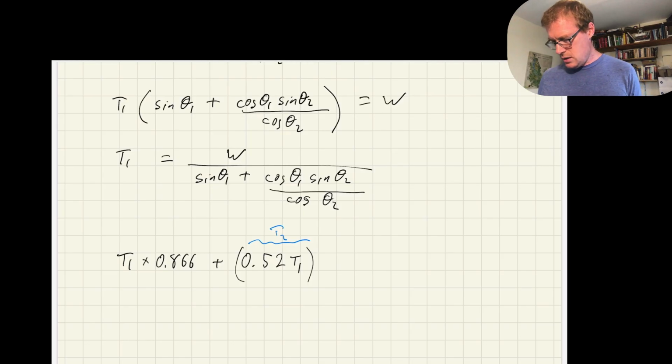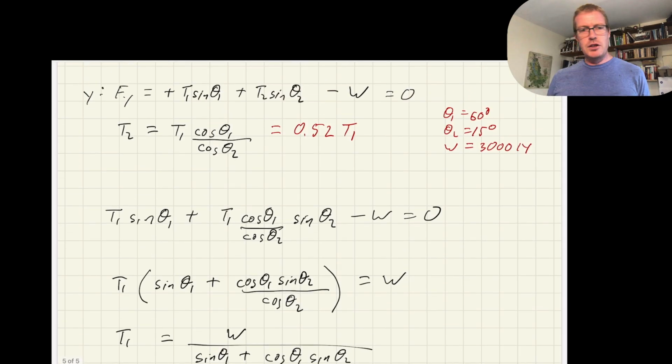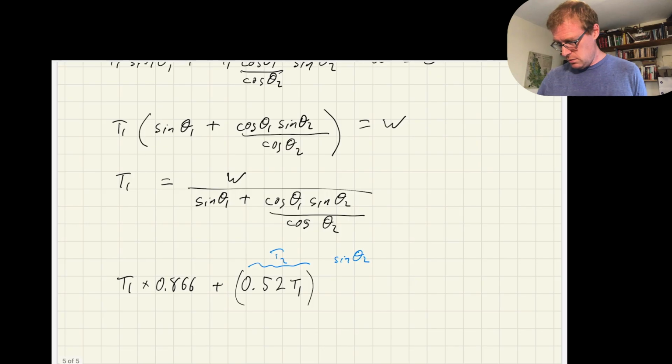All right. And then I want to multiply that by sine theta 2. Right? And theta 2 is 15 degrees. Sine of 15 degrees is 0.259. I might as well annotate this as well. So here was sine. All right. And then I have minus W, and W is 3,000 newtons.